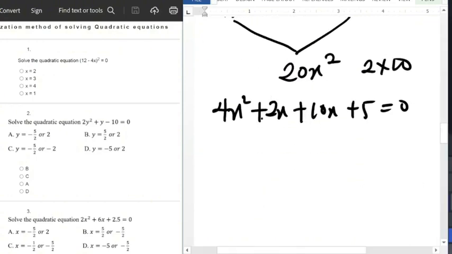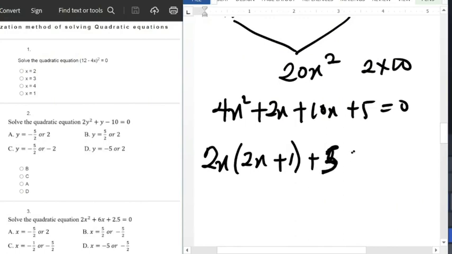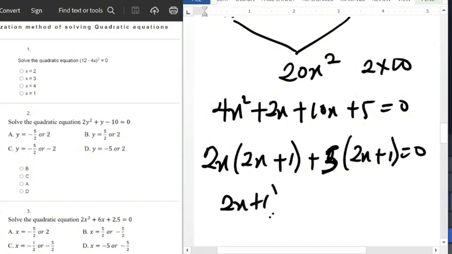Are you with me? So this, we factorize it. This is going to be 2x into what? 2x plus 1, plus 5 is common, sorry. 5 is common into what? 2x plus 1 equal to 0. So that means 2x plus 1, then 2x plus what?